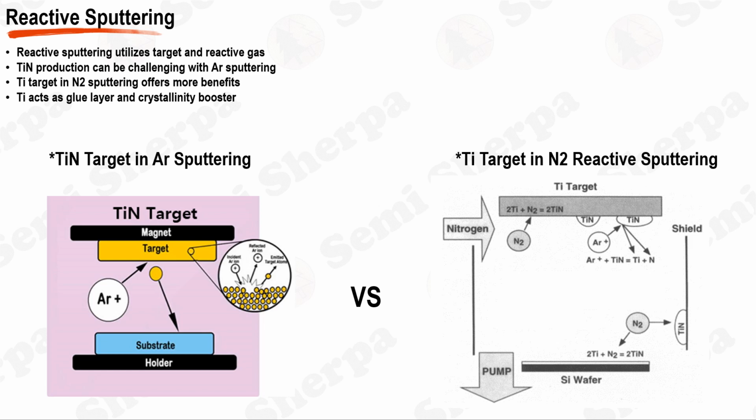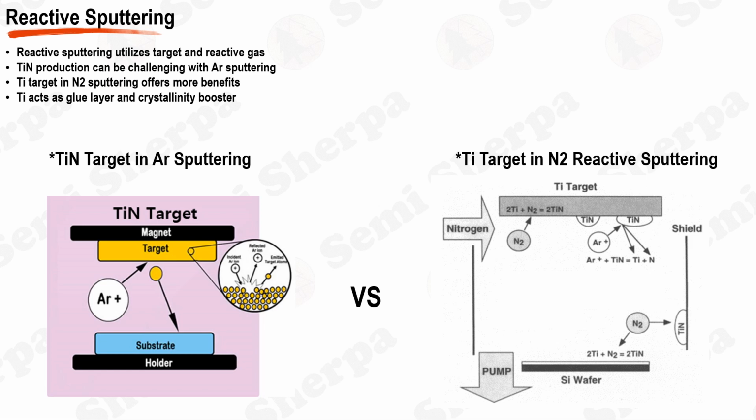Creating the TiN target can be complex and difficult, and the resulting target often exhibits high resistance. Furthermore, the sputtering yield of TiN is relatively low, and the combined use of titanium, Ti, and TiN is impracticable due to issues related to vacuum levels and power control. An alternative, and often more beneficial approach, is to utilize a Ti target in a nitrogen, N2, reactive sputtering environment.